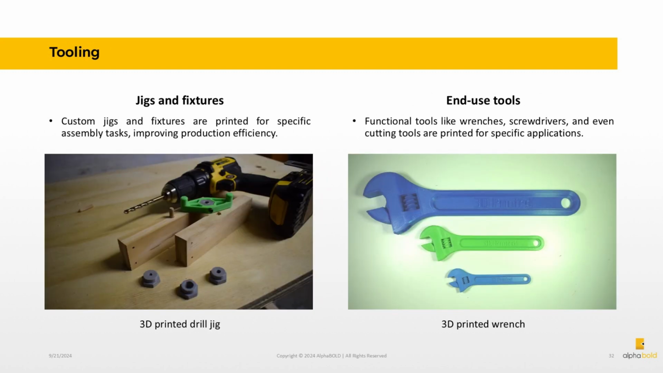Applications of 3D printing in tooling. Jigs and fixtures. Custom jigs and fixtures are printed for specific assembly tasks, improving production efficiency. End-use tools. Functional tools like wrenches, screwdrivers, and even cutting tools are printed for specific applications.